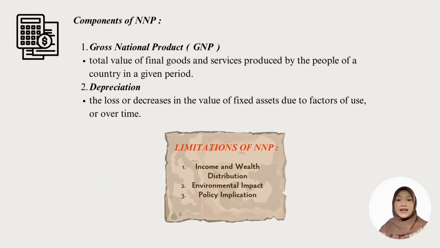Despite its usefulness, NNP has several limitations as a macroeconomic indicator. Income and wealth distribution: NNP does not capture the unequal distribution of income and wealth within a country, making it inadequate for assessing whether economic growth benefits all citizens. Environmental impact: NNP ignores negative externalities such as pollution and environmental degradation, failing to take into account the environmental costs of economic growth. Policy implications: these limitations make NNP inadequate for guiding policies aimed at inclusive and sustainable economic growth.